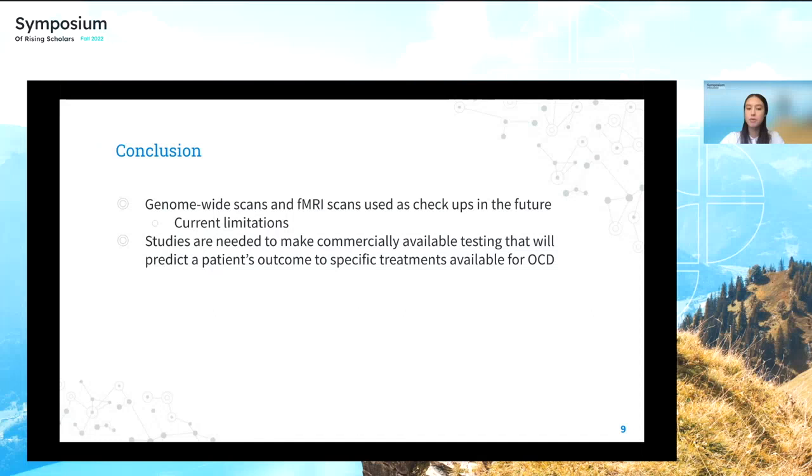And I believe that the most useful options are fMRI scans, which will detect any neurobiological irregularities, or a genome-wide scan, which will detect any sort of genetic variations.